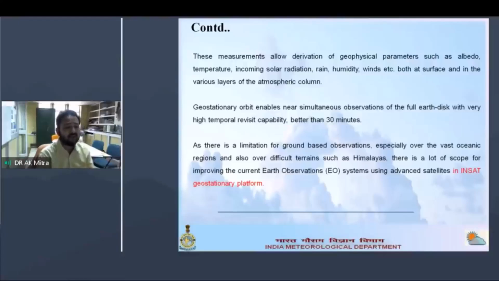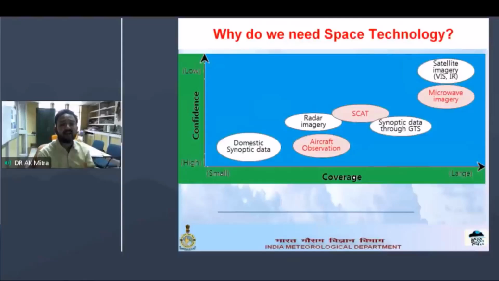Now we are getting INSAT-3DR data, as Dr. Kiswal Saab has mentioned, every 15 minutes. So this has improved our observation capability, and that is the reason that we need space technology.